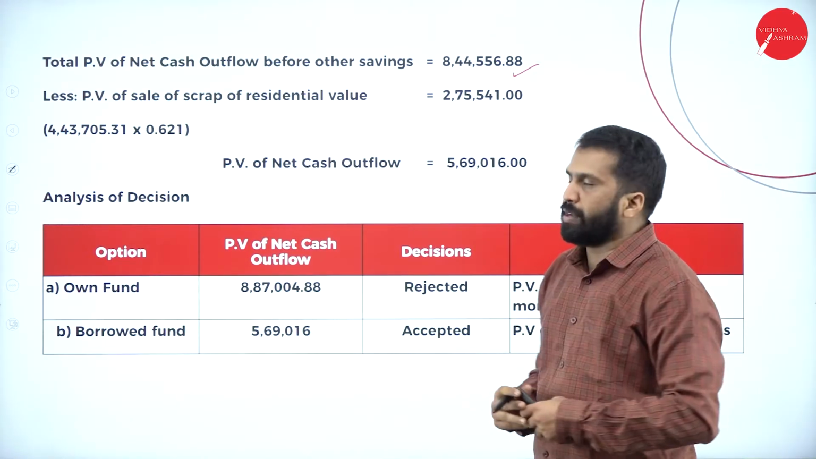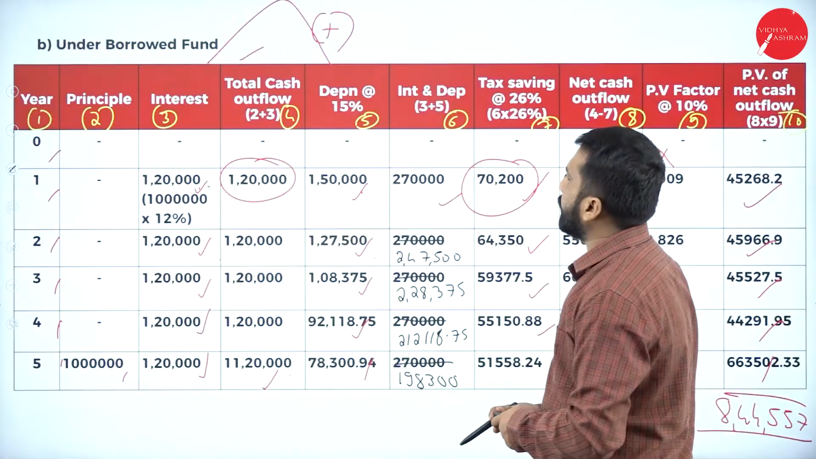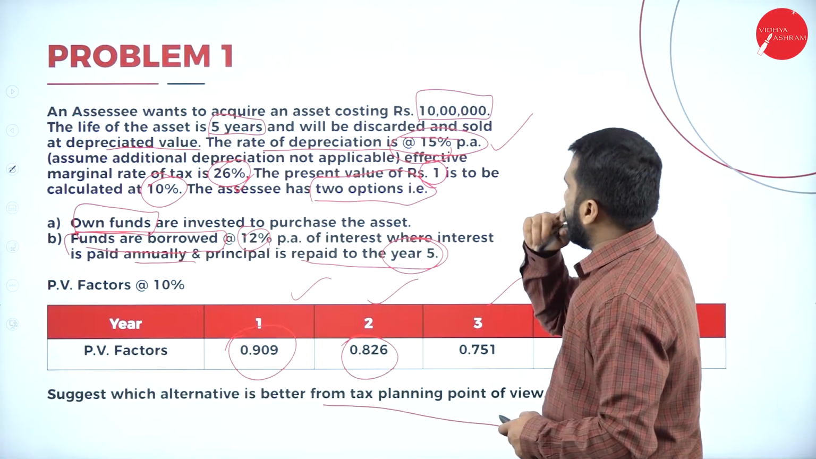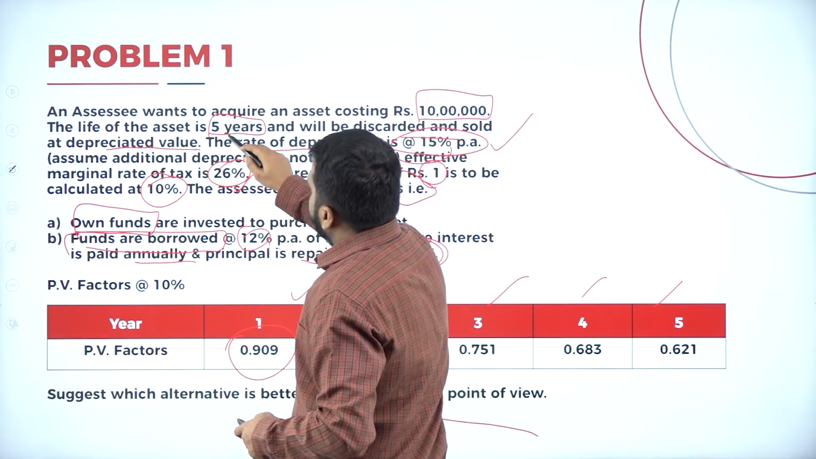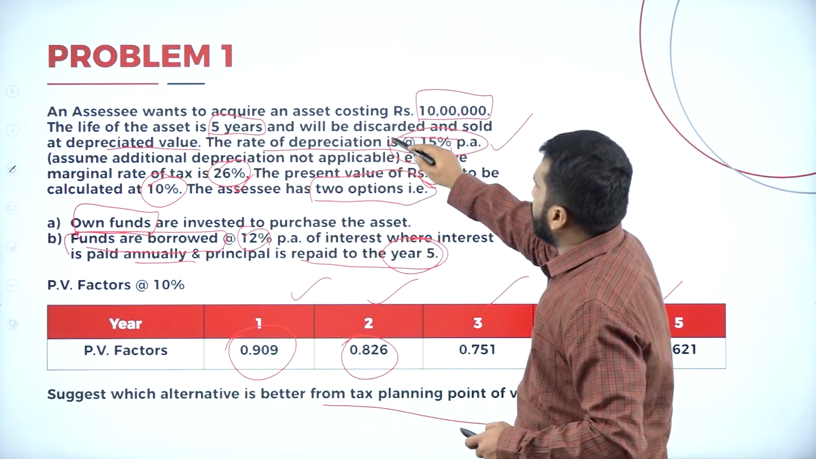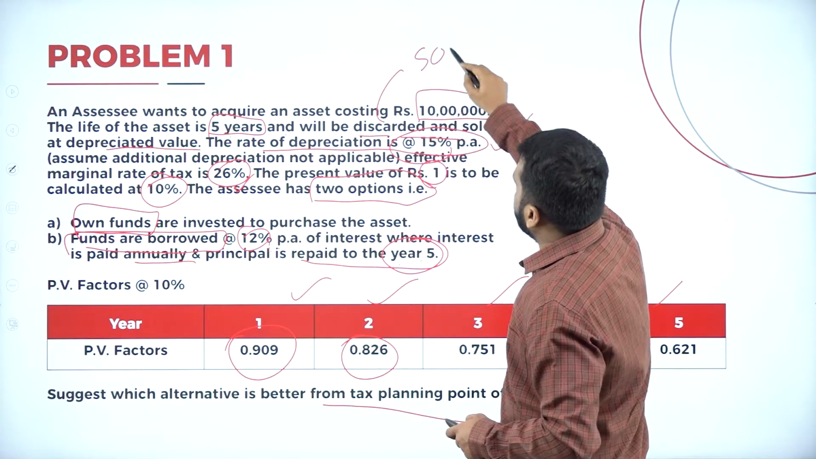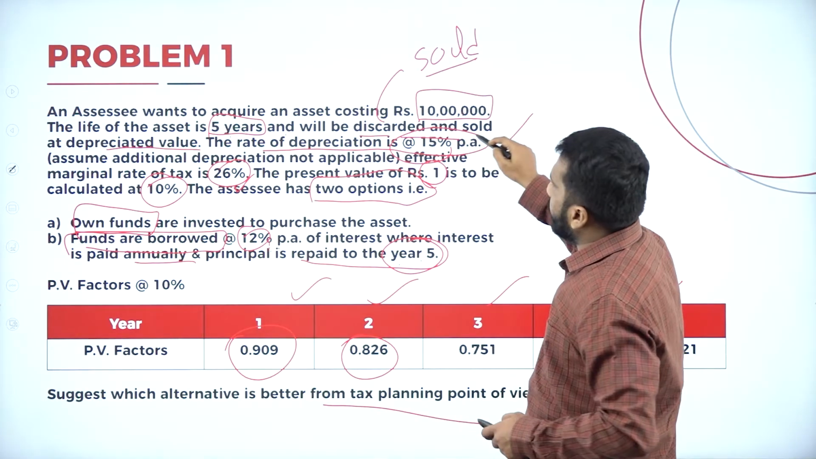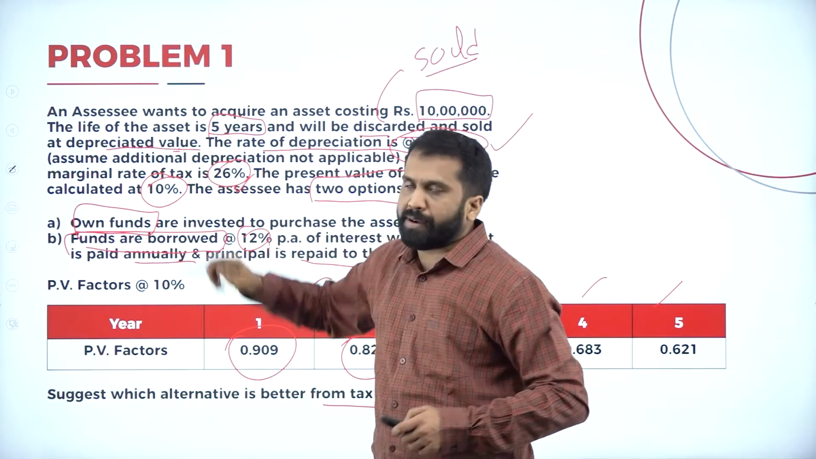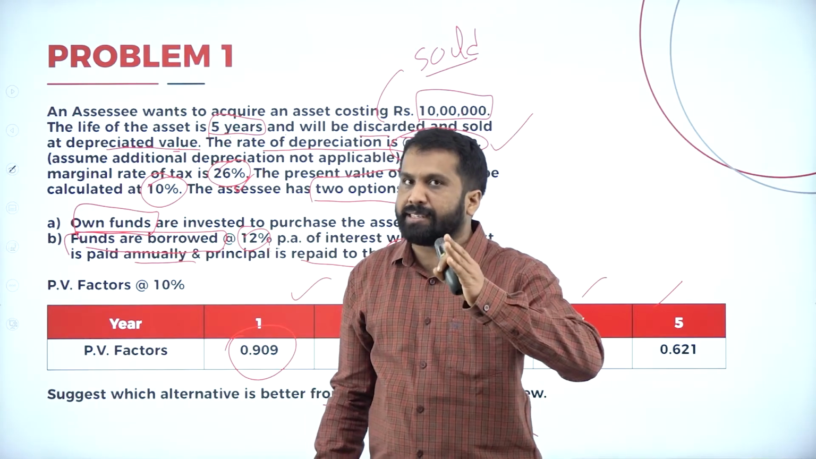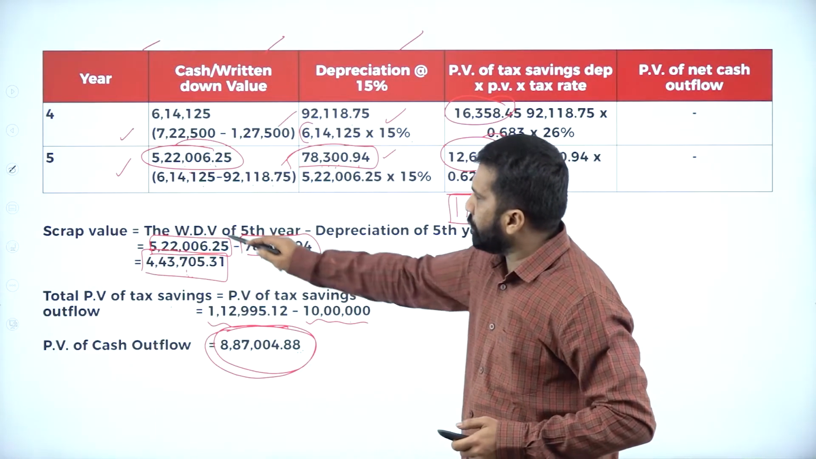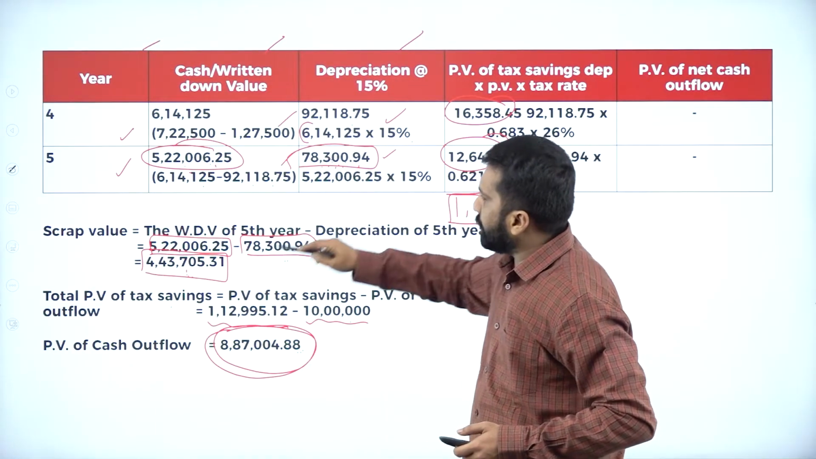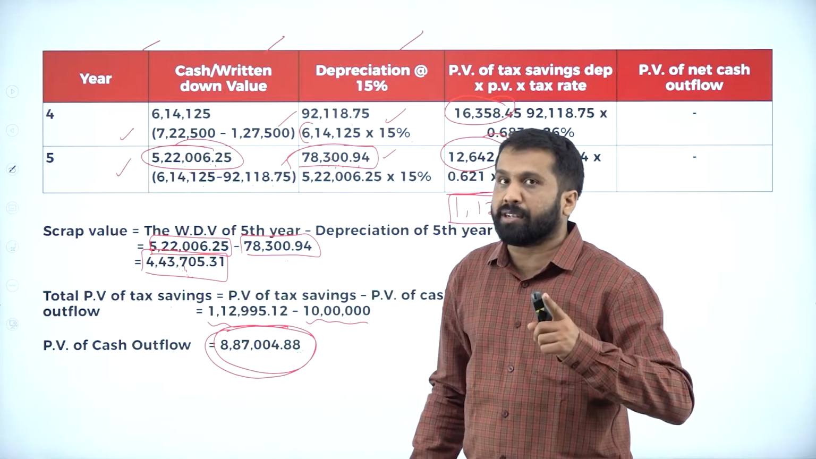Now 8,44,556.88 minus, we have scrap value also. I'll show you that. They have told that the life of the asset is 5 years and will be discarded. Discard means sold, and sold at a depreciated value. Whatever depreciated value is there, that only they have considered. What is your depreciated value? 5,22,000 minus 78,000, 4,43,000 is your depreciated value.